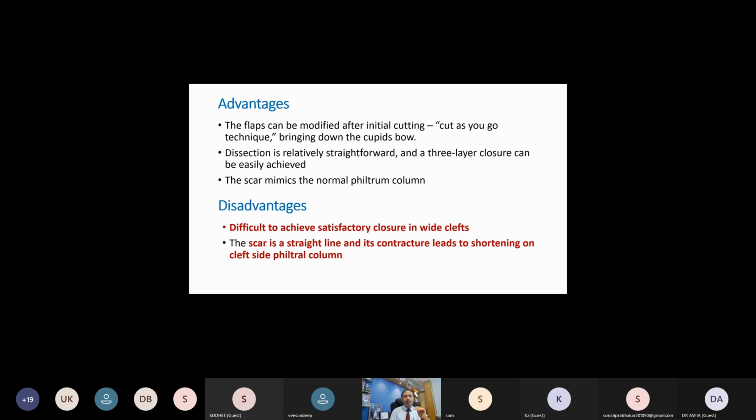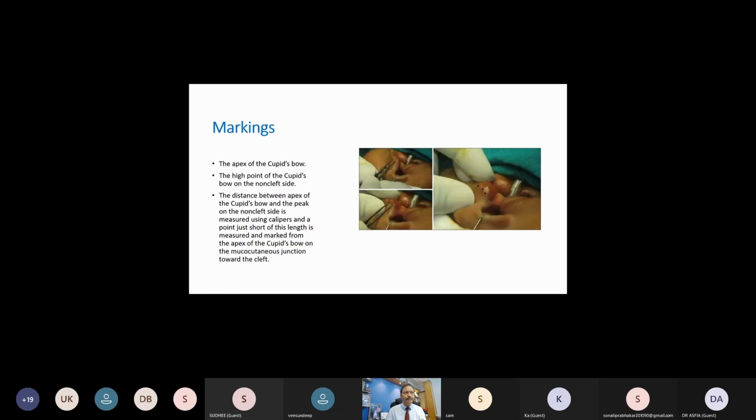But now if you give a piriform aperture incision, even in a wide cleft, you can use Millard's technique. And if you give a small triangular flap just above the cupid's bow, then you can break the straight line scar. So both of these disadvantages can be removed by adding to the technique, and the peri-alar incision is never ever required.